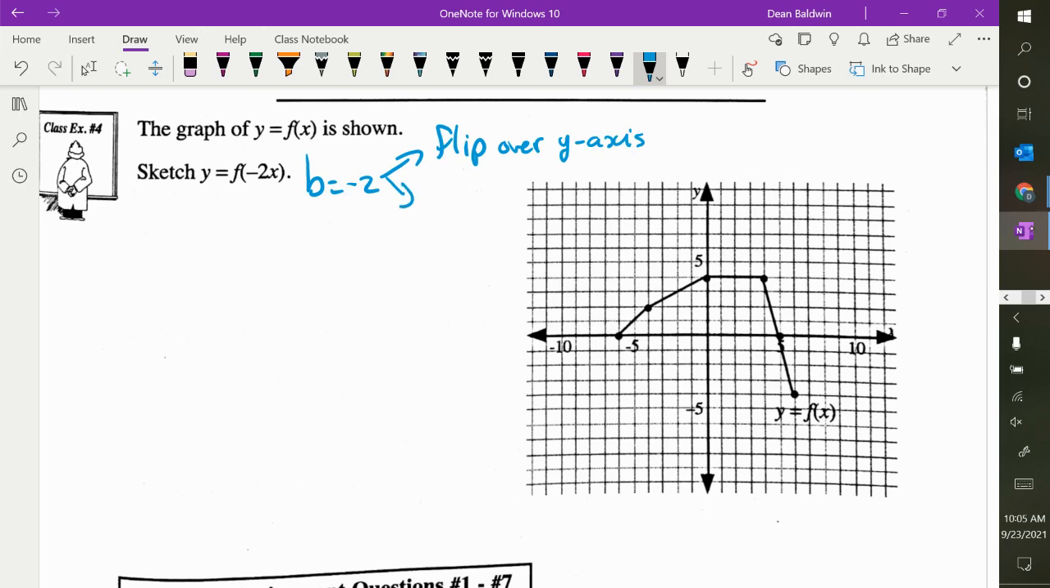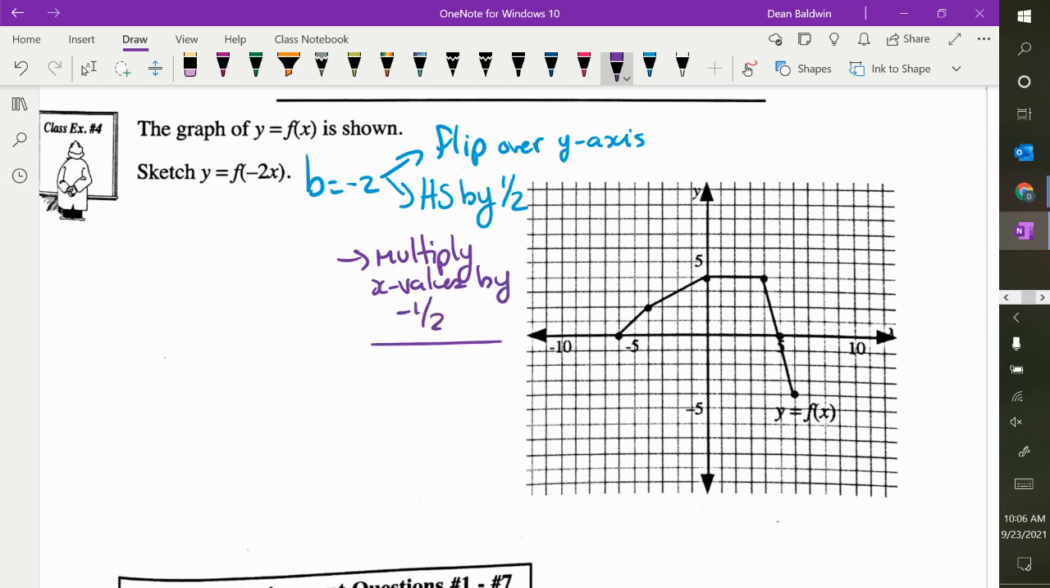And what? Horizontal stretch by a half. Okay. The negative causes the flip. The stretch is by a factor of a half. But the shortcut or the quick way is just multiply x values by negative 1/2. All right. You do that, and I will do it, and we'll see if we get the same graph. Yours will probably be right. And if it's not nice numbers, just guesstimate.